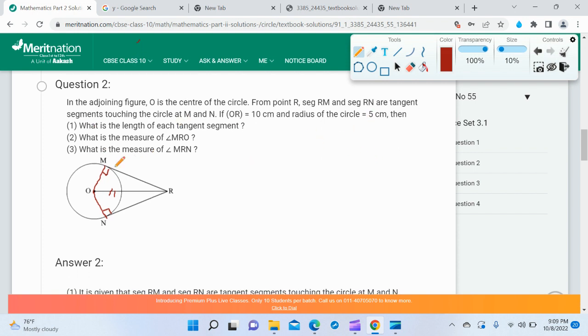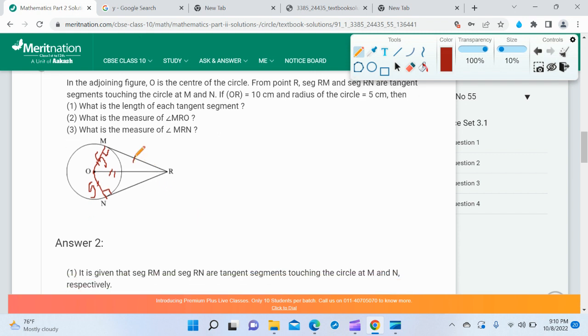Okay, so from these few things we come to know the length of OR, and the length of OM and ON also, because these are the radius. They have given the radius as 5 centimeter, and OM and ON are radii basically, so the length of OM and ON will also be 5 centimeter. So we got this as 5. Now we have to find this and we have to find this.